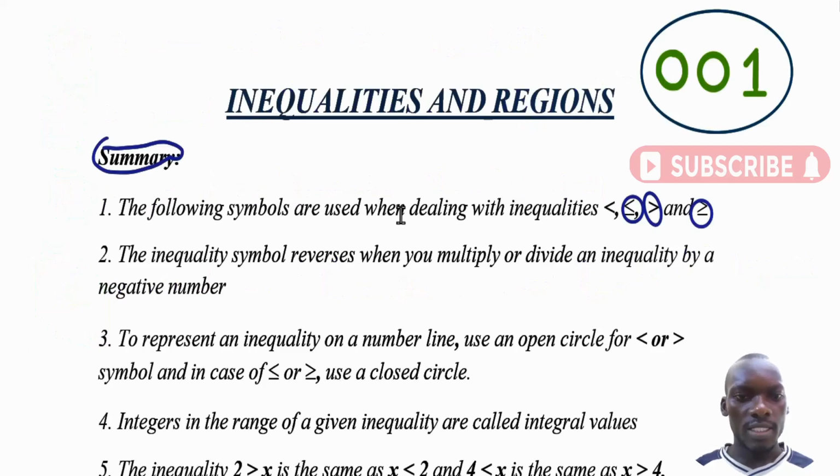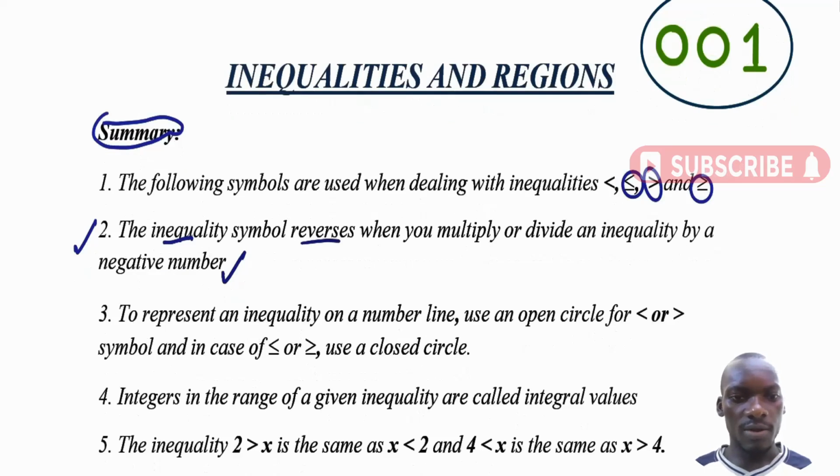Then number 2, it reads that the inequality symbol reverses when you multiply or divide an inequality by a negative number. So we are going to look at this number 2 in the examples. Then number 3 reads, to represent an inequality on a number line, use an open circle. Open circle means an unshaded circle for less than or greater than symbol. And in the case of the less than or equal or the greater than or equal symbols, we use a closed circle. Closed circle means the fully shaded circle, as we are going to look at them in our examples.